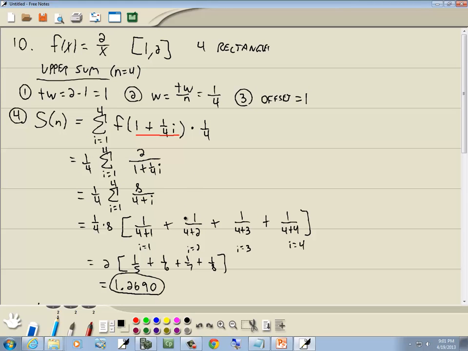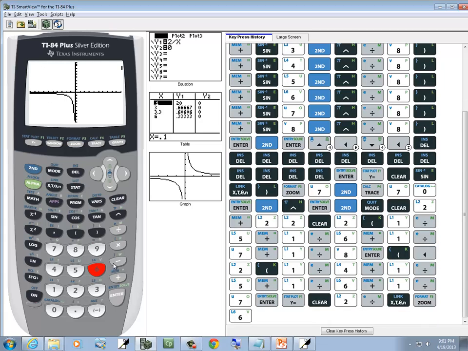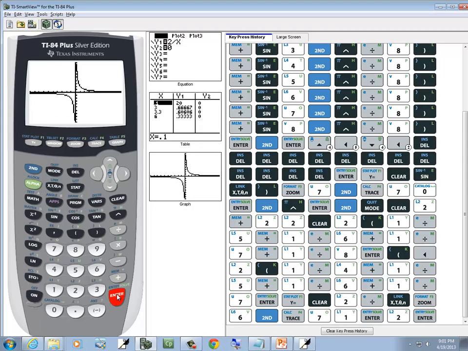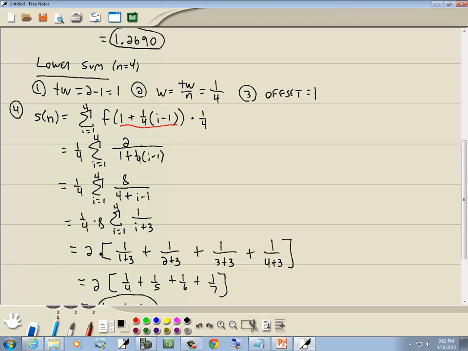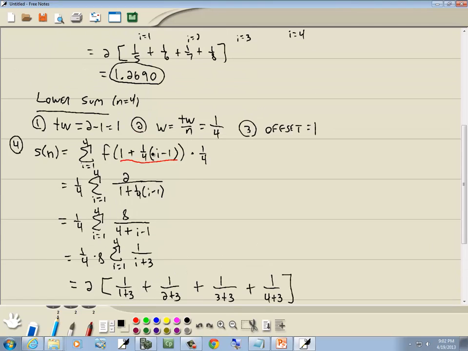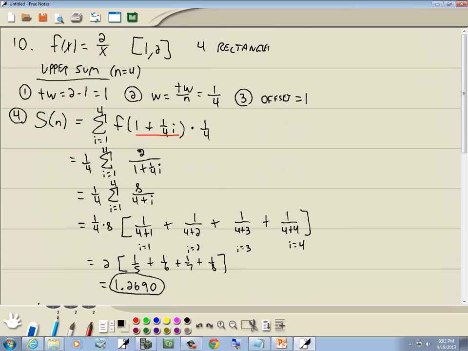Now if I actually found the true value of this, I go to y equals, clear, 2 divided by x, press zoom, choose 6, and then we'll do second trace and choose number 7, and we're looking between 1 and 2, so do 1 enter, 2 enter. 1.3863, 1.38. See, and it's between these two values, which is what you'd expect. That's why I think I made a math error on that last one, but oh well. That's how to find your upper sum and lower sum.